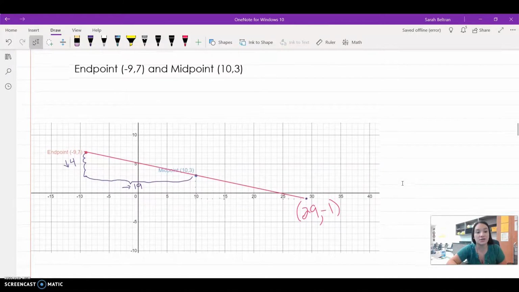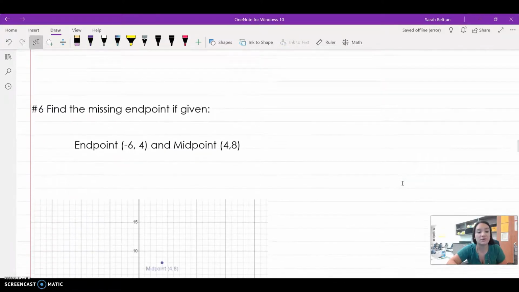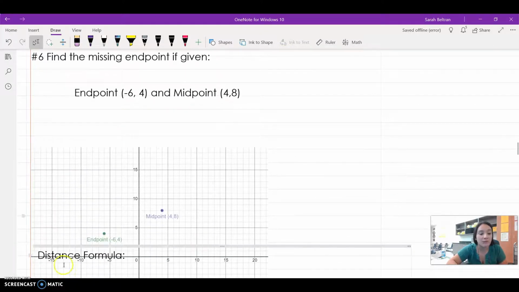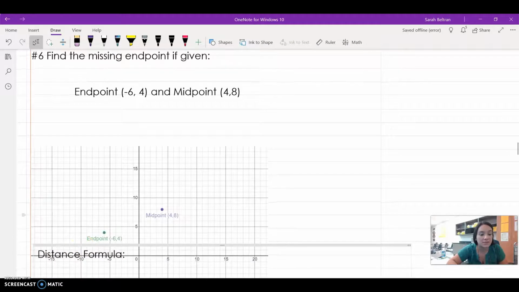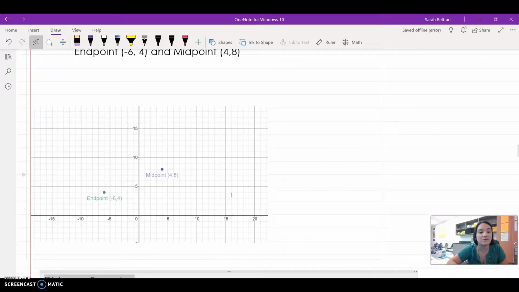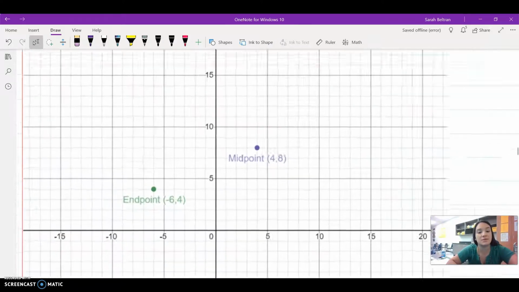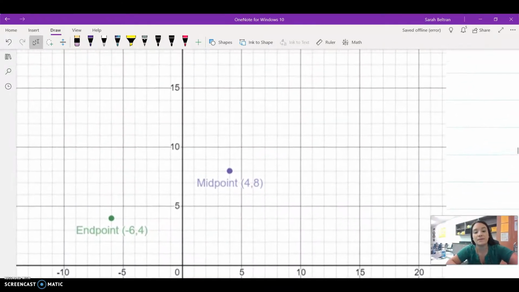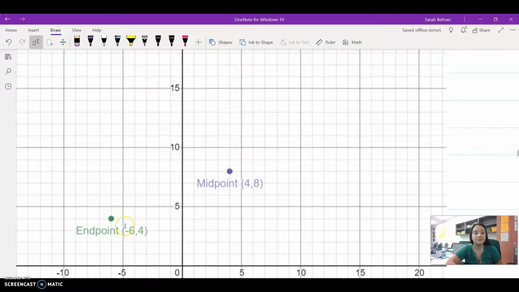All right, now it's your turn. This next problem is for you. I will move this down so you can see it. Find the missing endpoint if you are given the endpoint and the midpoint. Now let me zoom in for you. Go for it.